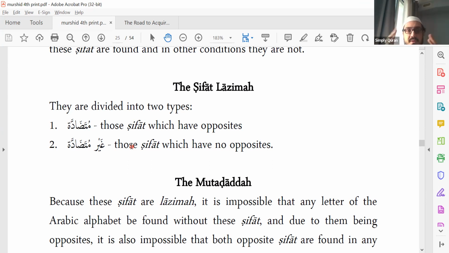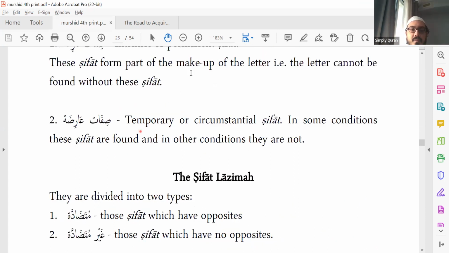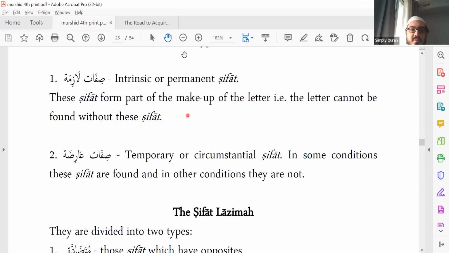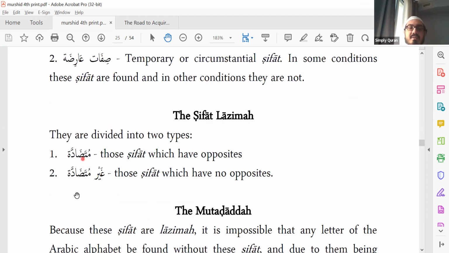You can do that for Tajweed, right? In Tajweed, you can say Makharij, Sifat, and then go further. Sifat is lazima, which is permanent or intrinsic, and then you have temporary, or circumstantial. So you have lazima, arida, and then again further the lazima, which is intrinsic or permanent, breaks down again into two types: mutadadda and ghayr mutadadda. You should familiarize yourself with these terms in Arabic. Mutadadda comes from the word didd, which means opposite. Mutadadda are those sifat which have opposites, and ghayr mutadadda, those sifat which do not have opposites.